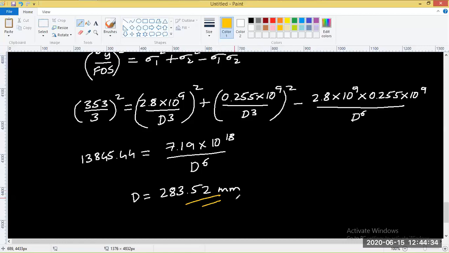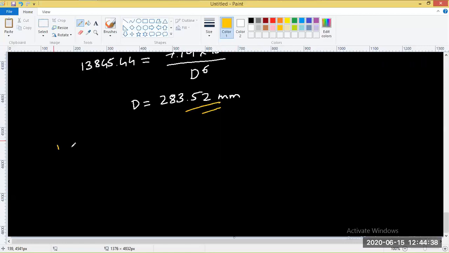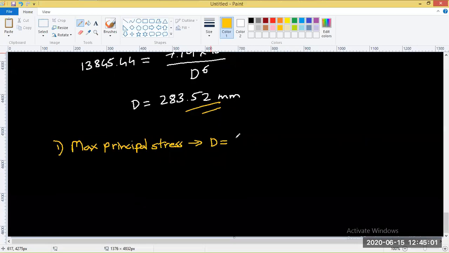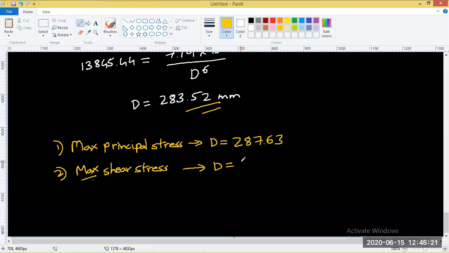So you can summarize right now. So we did 3 theories. That is, first one, according to maximum principal stress theory, we got diameter as 287.63, and second one we did was maximum shear stress theory. According to this theory, we got diameter as 278.62 in mm.